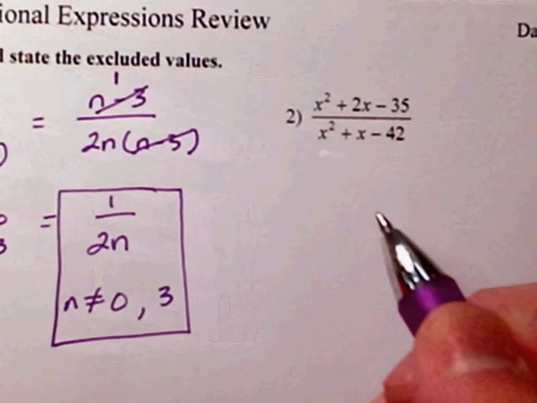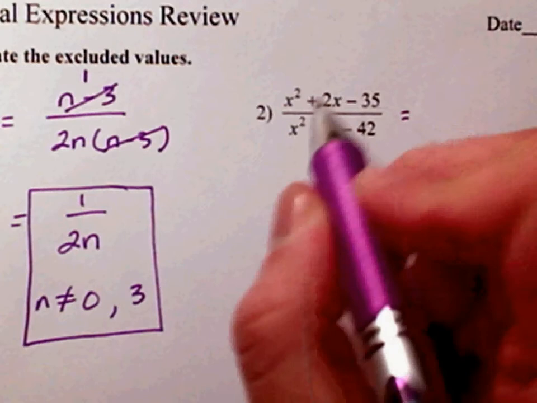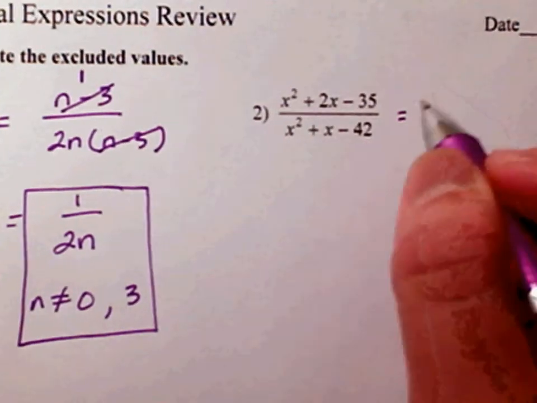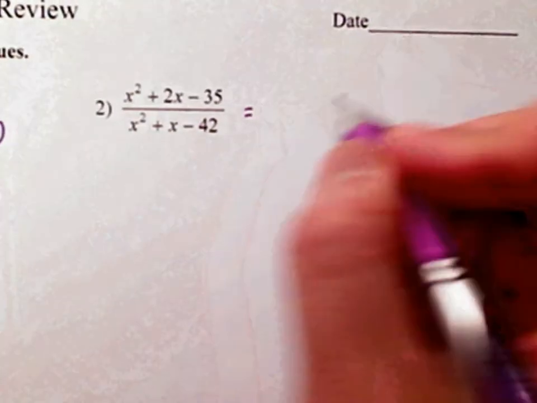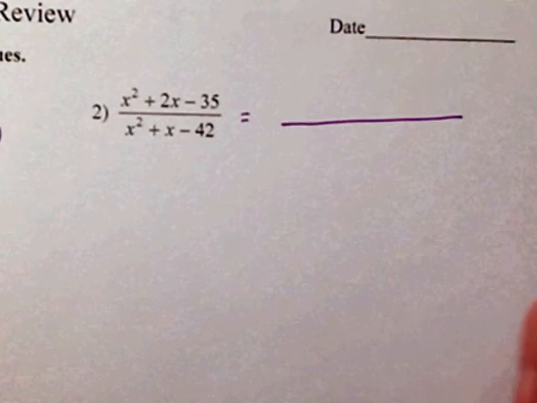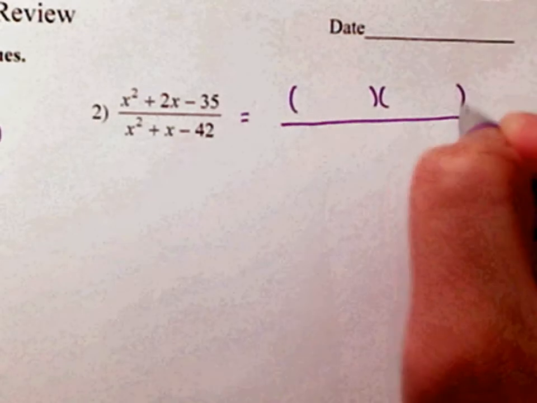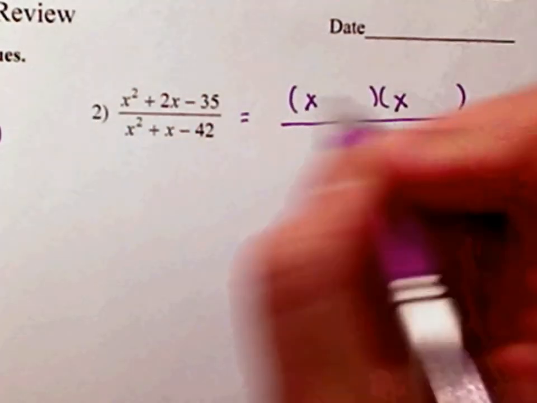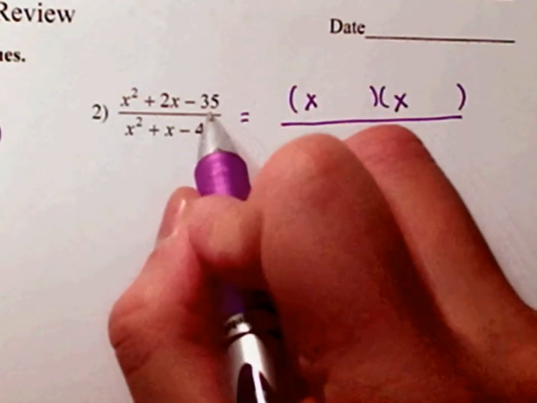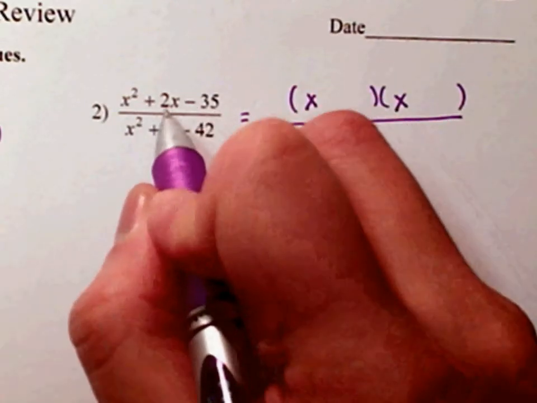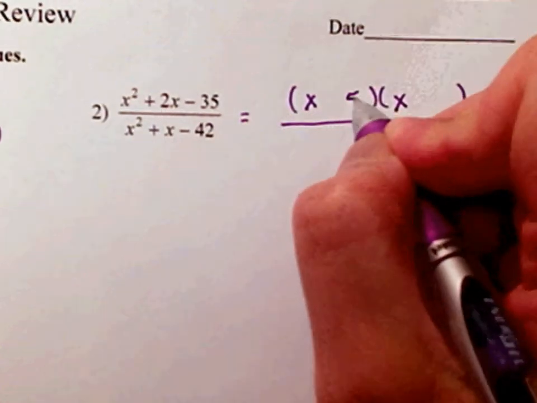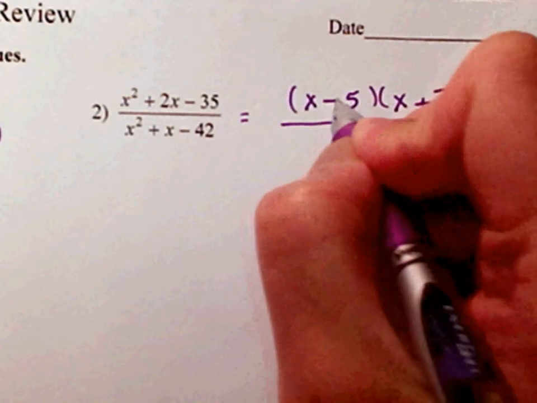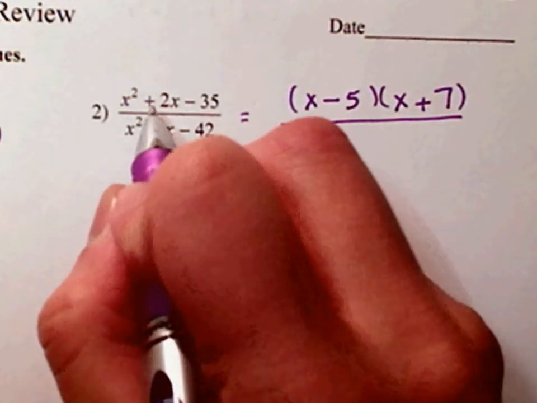Number 2. You have a quadratic term. It's a trinomial, same as for your denominator. I'm going to factor out your numerator. Draw 2 sets of parentheses. What are some factors of x squared, x, and x? What are 2 numbers that multiply to give you negative 35 and is going to subtract to give you 2, 5, and 7? 7 will be positive, 5 will be negative because your middle term is positive.